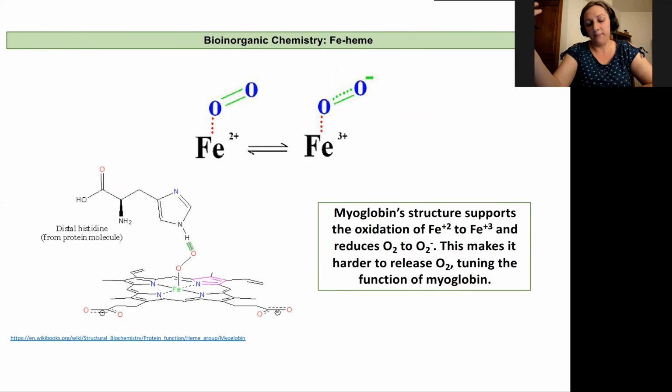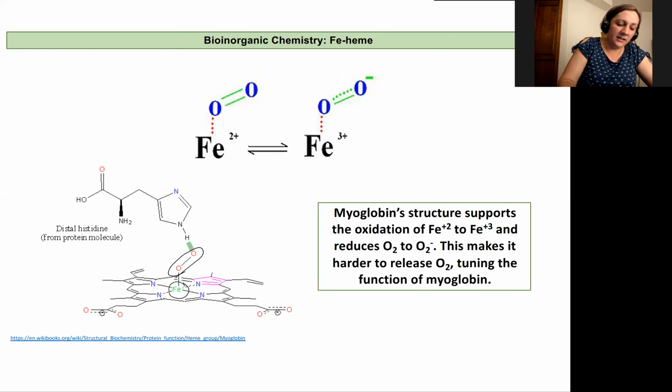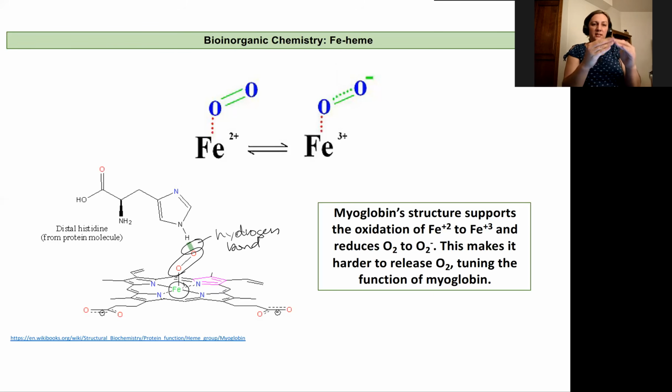What we see is that when our myoglobin, right here's our iron center, binds our oxygen, there is a histidine residue from the protein molecule that isn't binding to our iron at all. It's just hanging out. But what it does is it forms this really critical hydrogen bond. And that hydrogen bond stabilizes that oxygen in a specific orientation.